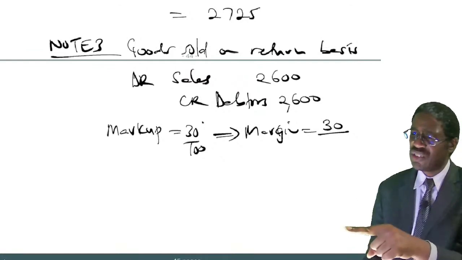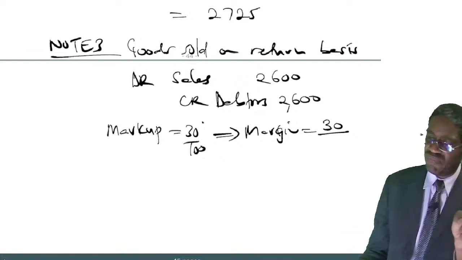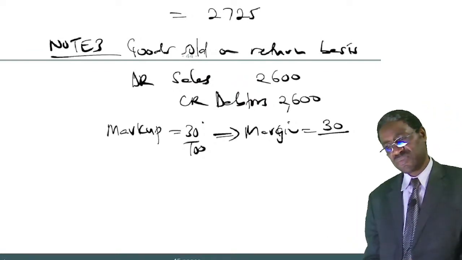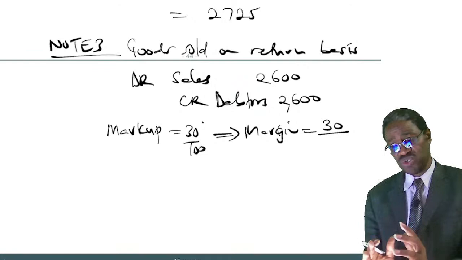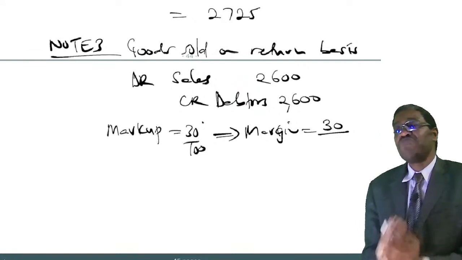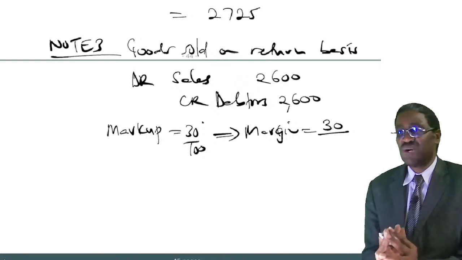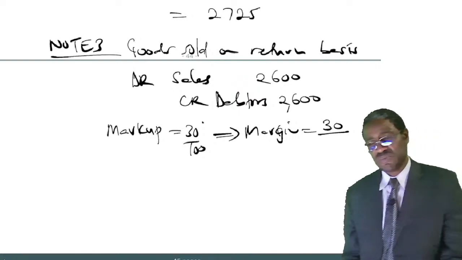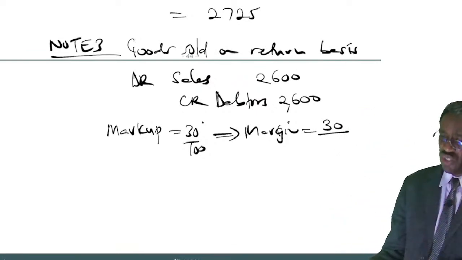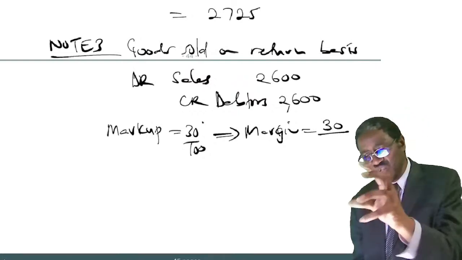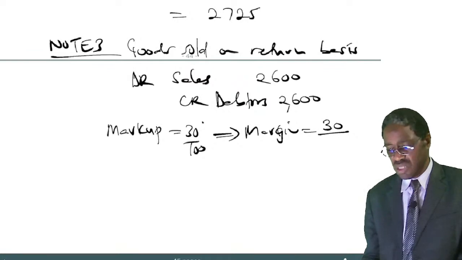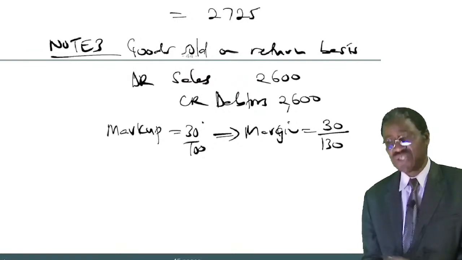Sometimes you are given margin, you don't need it. You need markup. Sometimes you are given markup, you don't need it. You need the margin. So for this question, we were given markup. We did not need it. We needed margin. Why? Because margin is the one that goes with the selling price. Now listen. When you're converting markup to margin, we normally take the numerator and add it to the denominator. That will give you the margin.